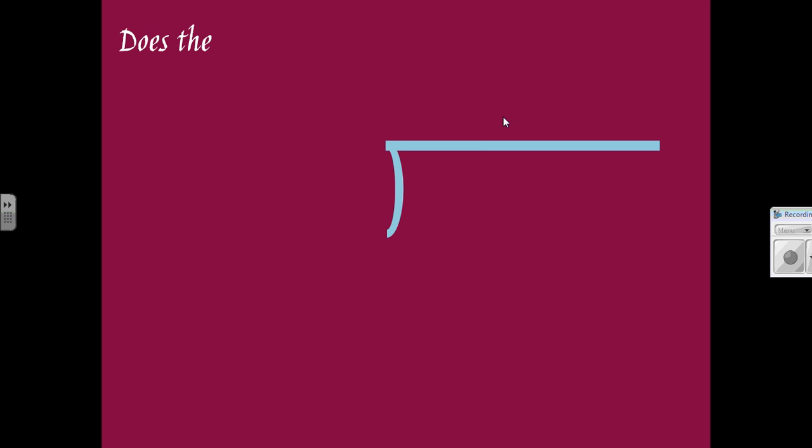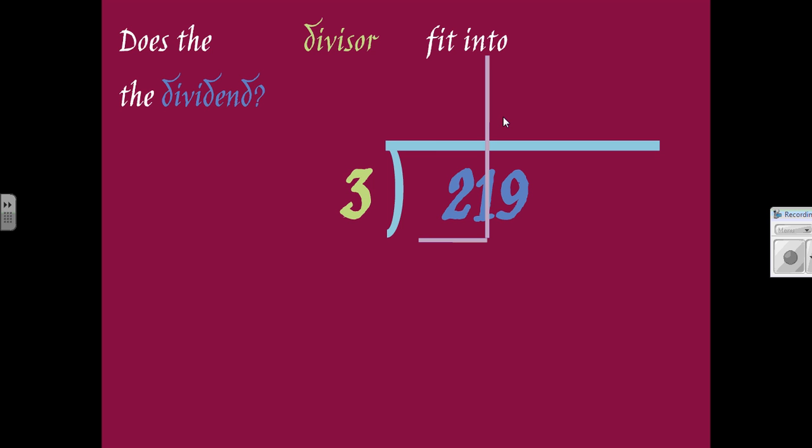Next one. Does the divisor fit into the dividend? So in this case, I'm taking 219 divided by 3. 219 is the big fat lazy number, so it's inside the house, playing too many video games. The 3 is outside. Again, I look at 3, it does not go into 2. If I skip count 3, it's already past 2. So I have to go to my second digit.